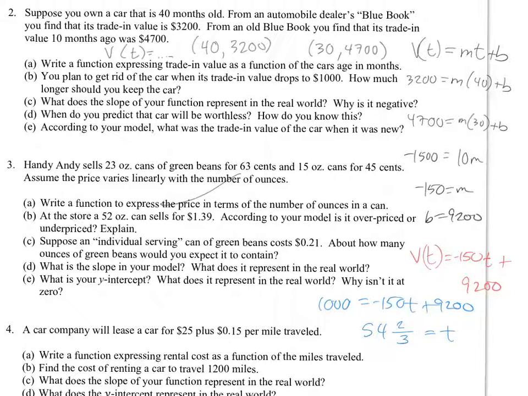Because currently, this problem started 40 months in. You're told now you should sell it after 54 months. So 54 months and 2/3 minus the 40 months you're already in means you need to wait another 14 and 2/3 of a month to sell this car. Okay, 14 and 2/3.